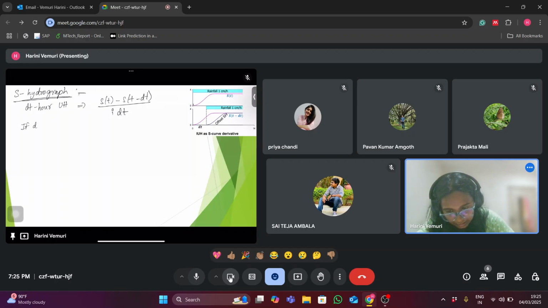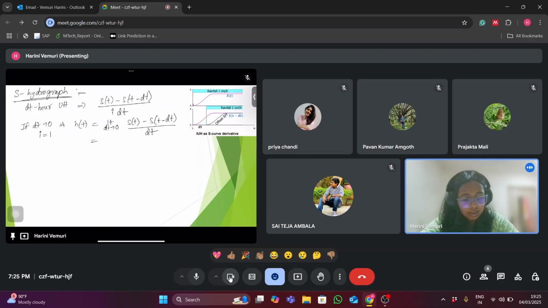So if dt is tending to 0, then it will give us the instantaneous unit hydrograph. So we will apply the dt tends to 0 condition, S of t minus S of (t minus dt) by dt, and also I equal to 1 for the unit hydrograph. If you see the limit as dt tends to 0, S of t minus S of (t minus dt) by dt is the differentiation of the S hydrograph with respect to time. If you remember this formula.